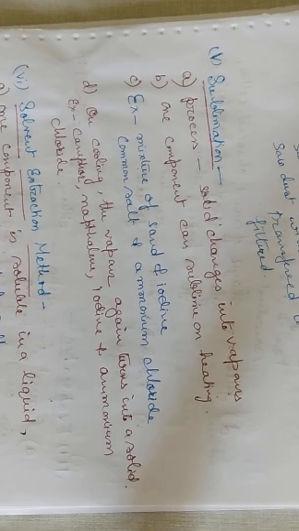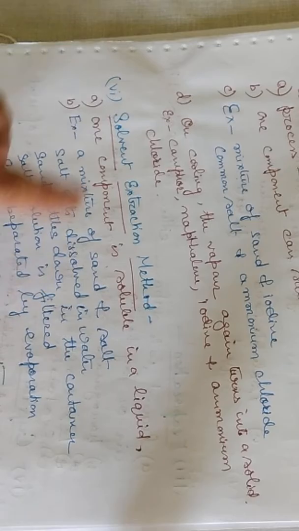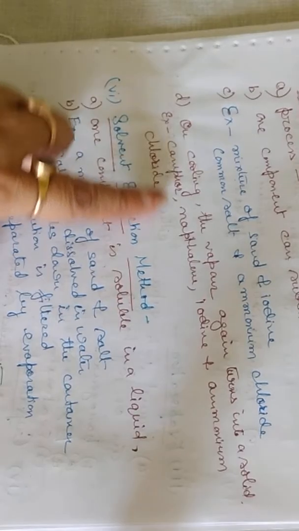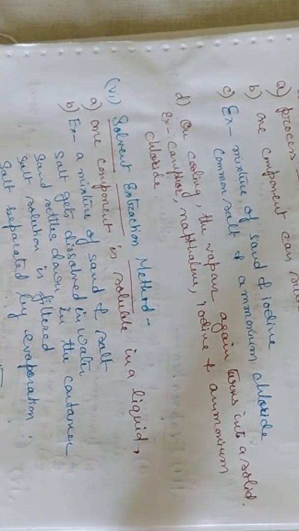For example, mixture of sand and iodine, where iodine can sublime. Again, common salt and ammonium chloride, where ammonium chloride can sublime. On cooling, the vapor again turns into the solid, okay, and we can get that solid which has sublimed. Thus, in this way, the two solids can be separated. I told you the examples are sand and iodine and common salt and ammonium chloride. The sublime solids can be camphor, naphthalene, iodine, ammonium chloride.